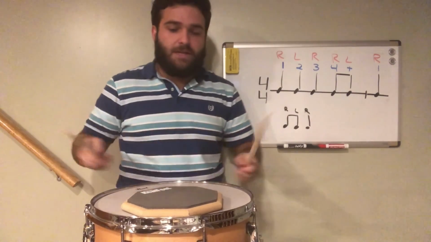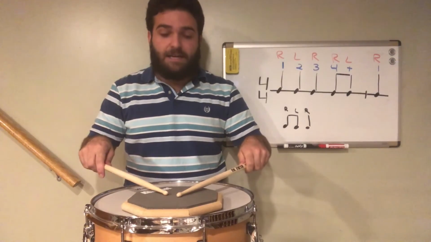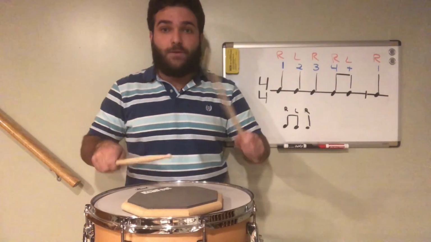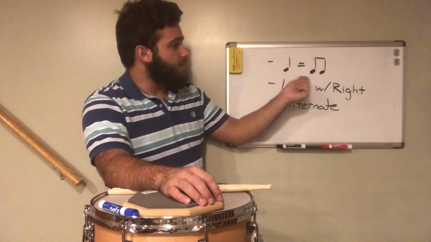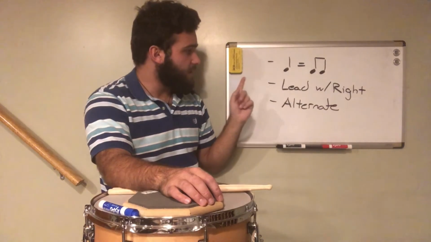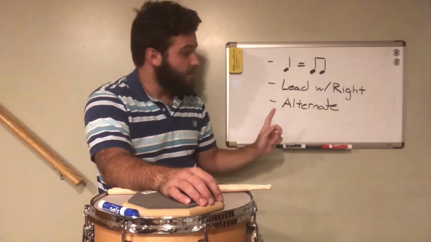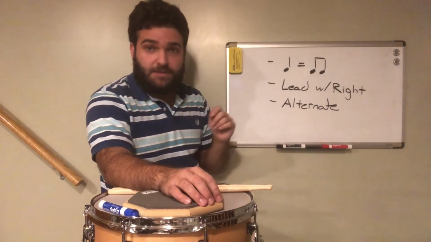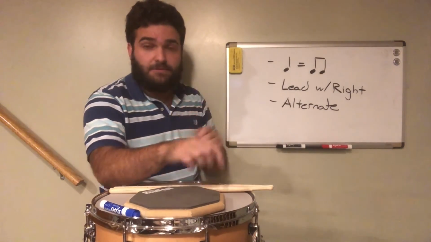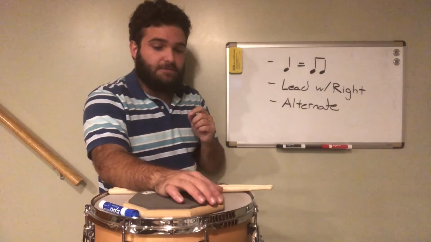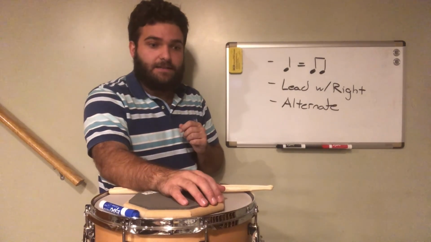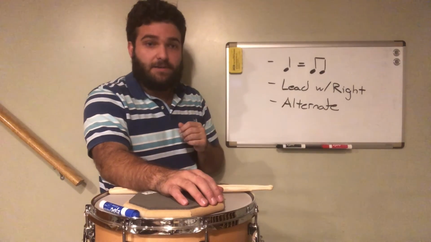So, I'll play it through one more time with the counting. Ready? 1, 2, 3, 4, and 1. Just to recap, there are 2 eighth notes for every quarter note. Always try to lead with the right hand, and always try to alternate when you can. But keep in mind those exceptions that we've seen where you've had to double with the right hand. Now, lesson 3, we will talk more about some eighth note variations and some different patterns that are also very common.